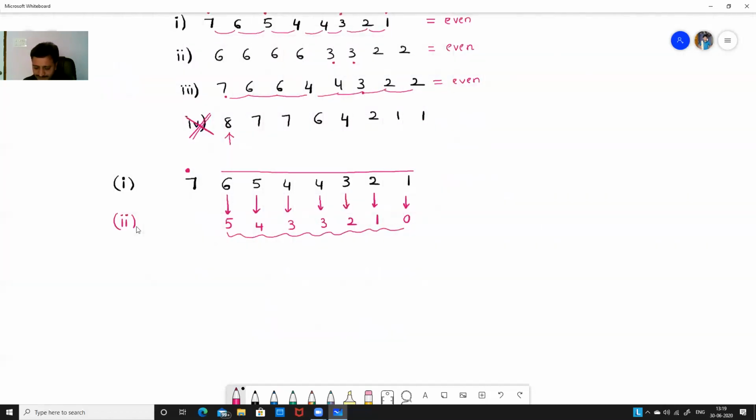I want to verify whether the second sequence is a simple graph or not. Again, repeat the same process. Whenever you verify the second sequence, check whether it is in decreasing order or not. Yes, it is in decreasing order. Now let me consider this part is already over. Now I'm taking the second sequence: 5, 4, 3, 3, 2, 1, 0.